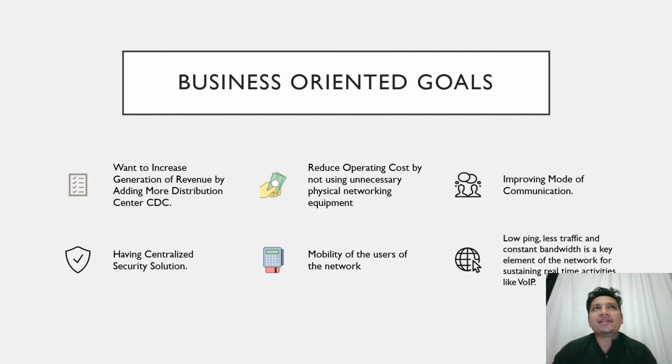They also need mobility in the network, and the mobility of the users of the network is to be ensured to help the company stay in constant connection with the delivery staff, because they have to access the portal at all times. Another point is that low ping, less traffic, and constant bandwidth are the key elements of the network for sustaining real-time activities.